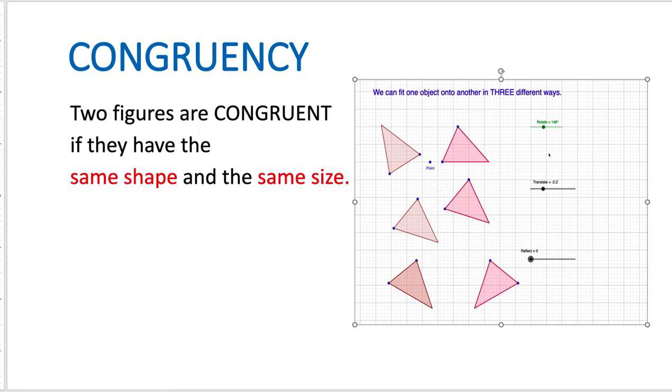We can do this in three ways. In the first example, the triangles are not in the correct orientation. Therefore, we need to rotate the first figure onto the second triangle.